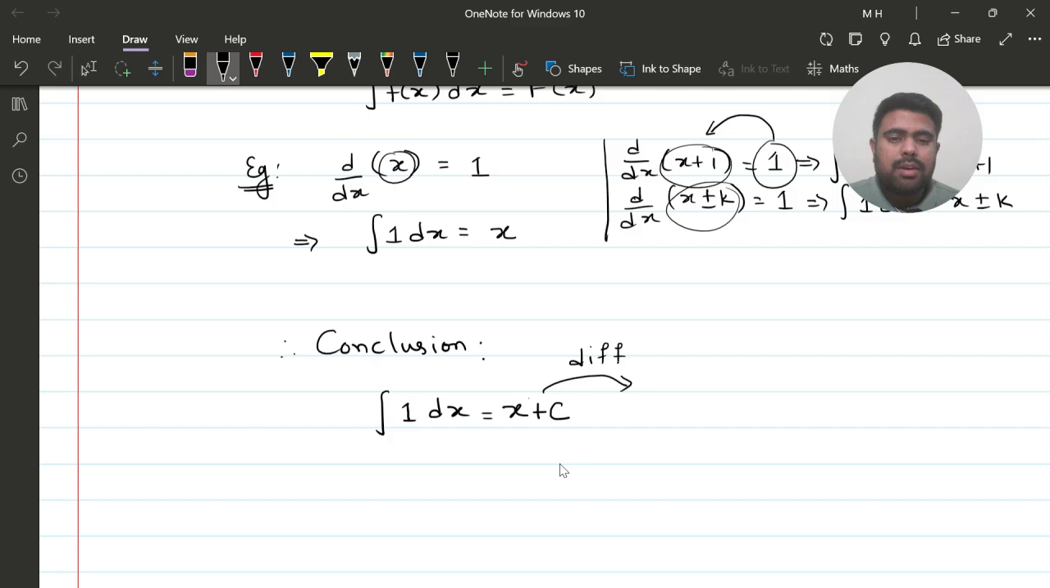If you differentiate x plus c, the derivative of x is 1, the derivative of c is 0. So if you integrate 1, you might get x, you might get x plus 1, you might get x plus 2, x minus 2, whatever it is. So the integral will be of the form x plus c, x plus some constant. Therefore, whenever we integrate a function, we just add some constant c for the integral. That c is called the constant of integration.